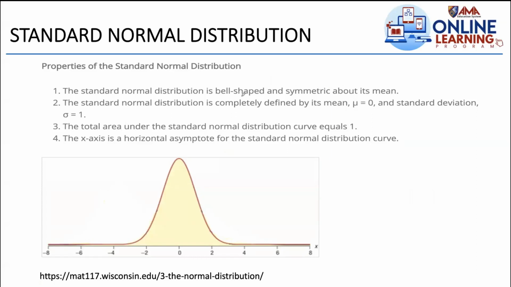This one is already mentioned. It's bell shaped, symmetric about its mean because it's a normal distribution. So just like the normal distribution, the standard normal distribution is also bell shaped and symmetric about its mean. The only difference is that for standard, as mentioned already, mu is 0 and the standard deviation is 1.